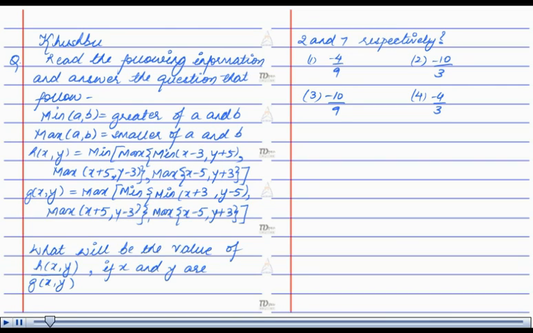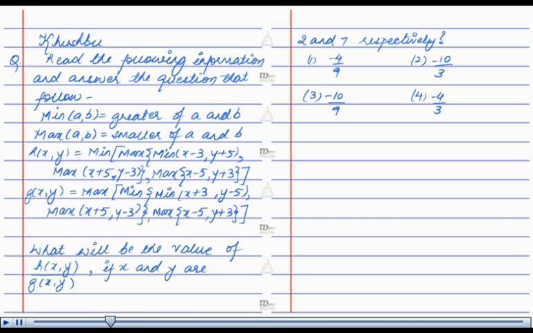The question is, read the following information and answer the questions that follow. Minimum of A, B is the greater of A and B. Maximum of A, B is the smaller of A and B. H of x, y is minimum of (x minus 3, y plus 5), maximum of (x plus 5, y minus 3), maximum of (x minus 5, y plus 3). And g of x, y is maximum of minimum of (x plus 3, y minus 5), maximum of (x plus 5, y minus 3), and maximum of (x minus 5, y plus 3).